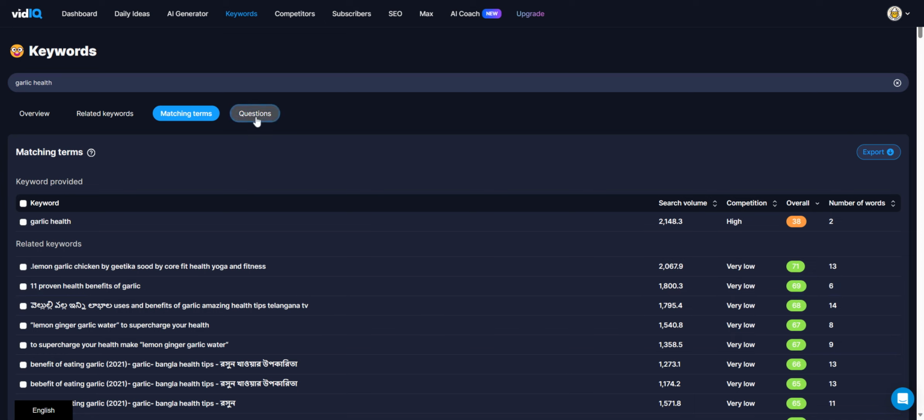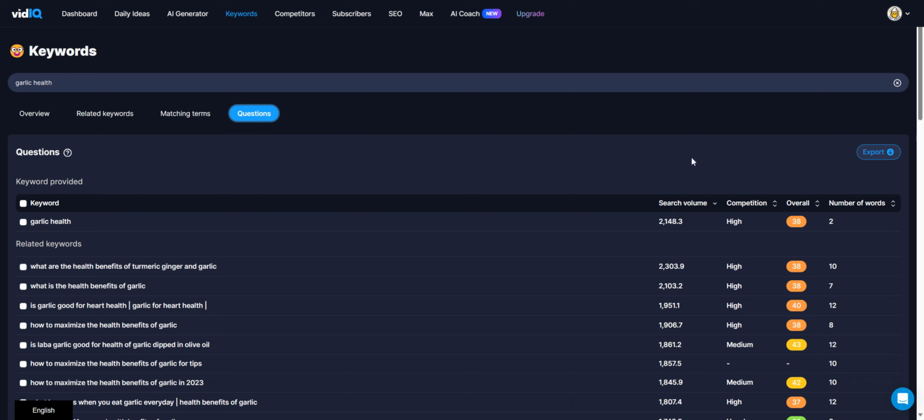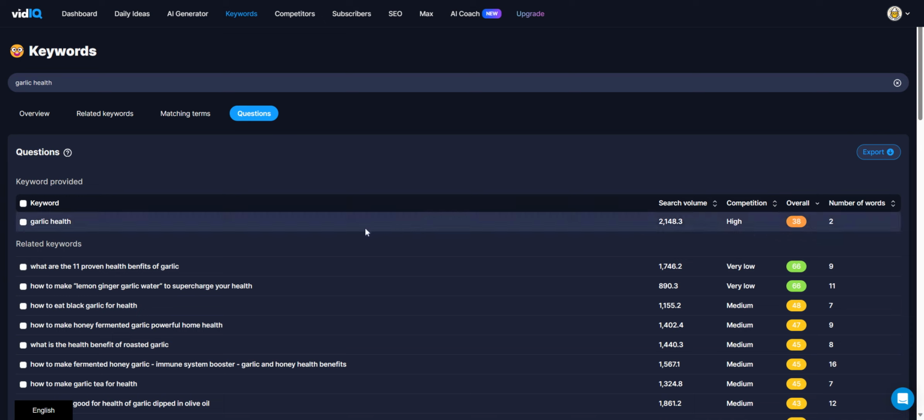And there's also the questions tab here that's going to show you what questions people search for based on those keywords. So here we see that the one with the highest overall score is what are the 11 proven health benefits of garlic.